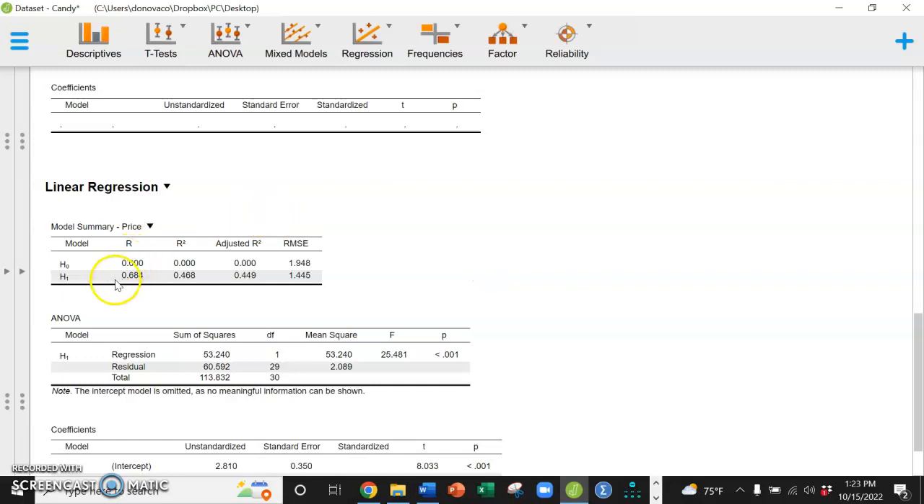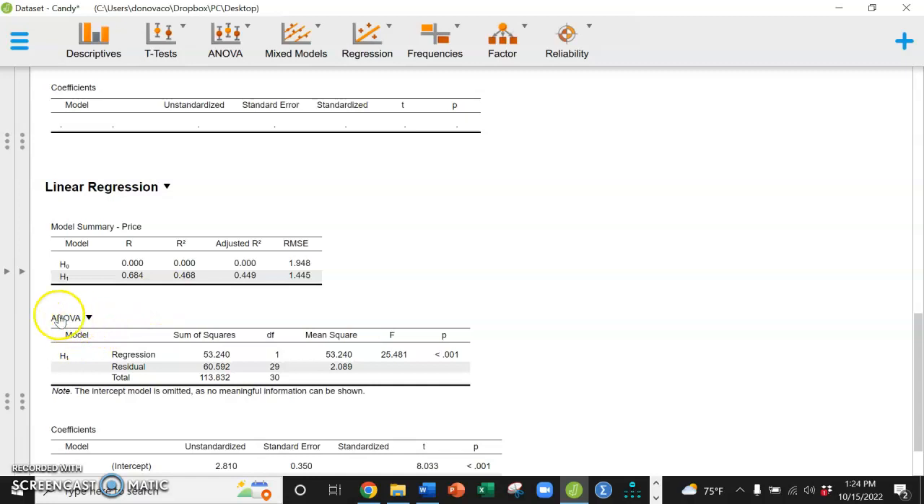I have my R value right here, hypothesis 1, my research hypothesis, saying that my relationship is a 0.68, so that's moderate to strong. R squared is 0.468, so 0.47, so 47% of the variance is being explained by these two variables together.